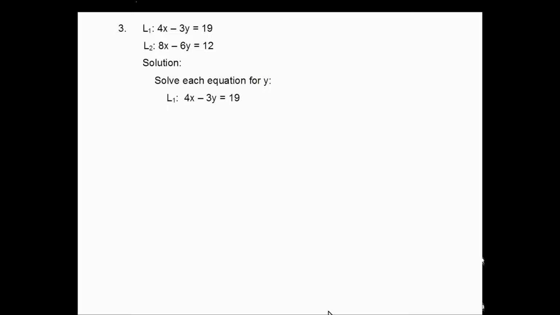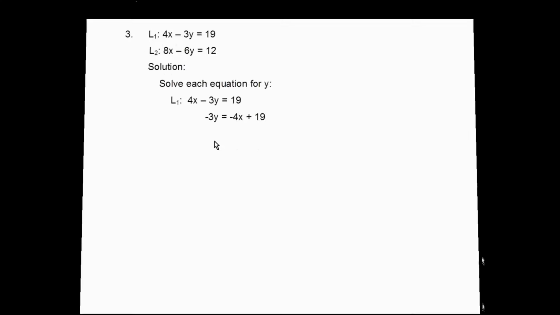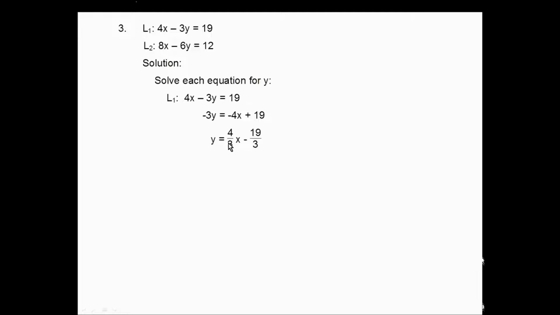Okay, for L1, I'm starting with 4x minus 3y equals 19. Subtract 4x. You'll have negative 3y is equal to negative 4x plus 19. Divide everybody by negative 3. Remember, I want y equals. So y equals 4/3 x minus 19/3. This slope is 4/3.